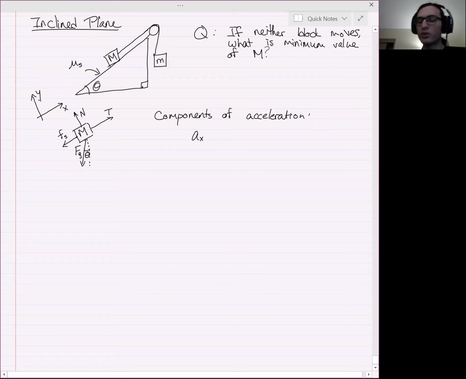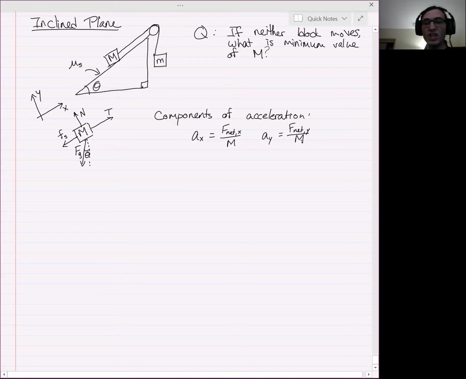Now this might seem weird to you guys, but you have to get familiar with using non-standard coordinate systems because they can make your lives a lot easier sometimes. In this coordinate system, the x direction is up and down the plane, whereas the y direction is perpendicular to the plane. The acceleration in the x direction is, by definition, the net force in the x direction divided by the mass. The acceleration in the y direction is also the net force in the y direction divided by the mass.